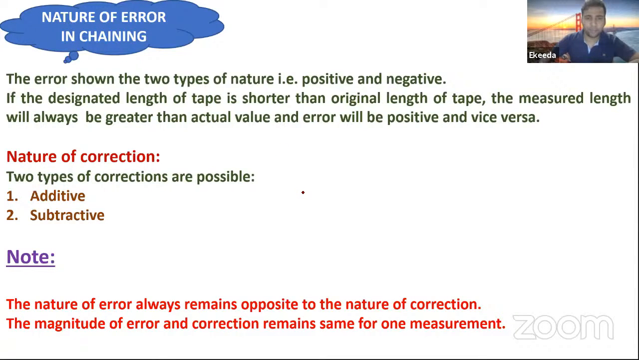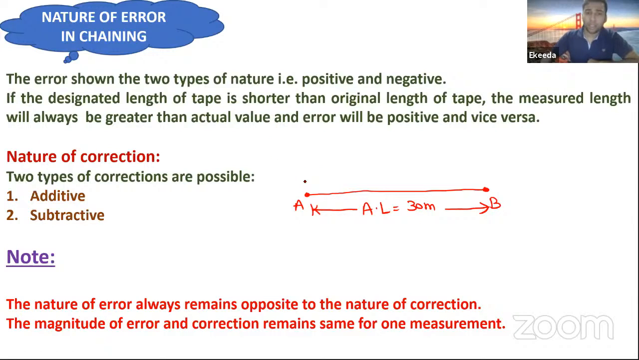Suppose that we have 2 points here. Okay, we have 2 points here and the distance between these 2 points will be equal to 30 meters. That is the actual length between these 2 points, 30 meter. Now suppose that we had purchased a tape from the market on which 30 meter is written. Now how much length will this tape measure?